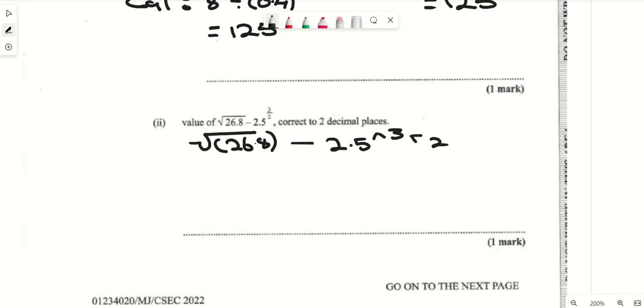So let me just put that. I'm going to have my square root of open bracket 26.8 close bracket minus 2.5 to the power of 3 over 2. Right? And they said to correct to 2 decimal places. So I'm going to put the exact answer, then approximate it.